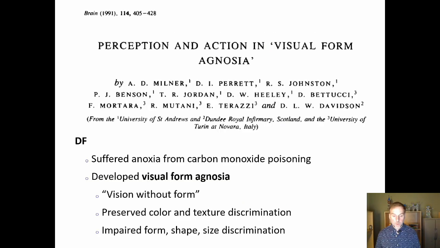So DF was a middle-aged woman at the time of an accident. She had suffered anoxia, or lack of oxygen to the brain, from carbon monoxide poisoning. Thankfully it wasn't fatal, but it permanently damaged her ventral stream. So she's got visual form agnosia, as I mentioned before, and we're going to see that she can still see things like color and texture, but then saying, well, what is it that she sees? What do those individual colors and textures make up? That has been lost from permanent damage to her ventral stream.